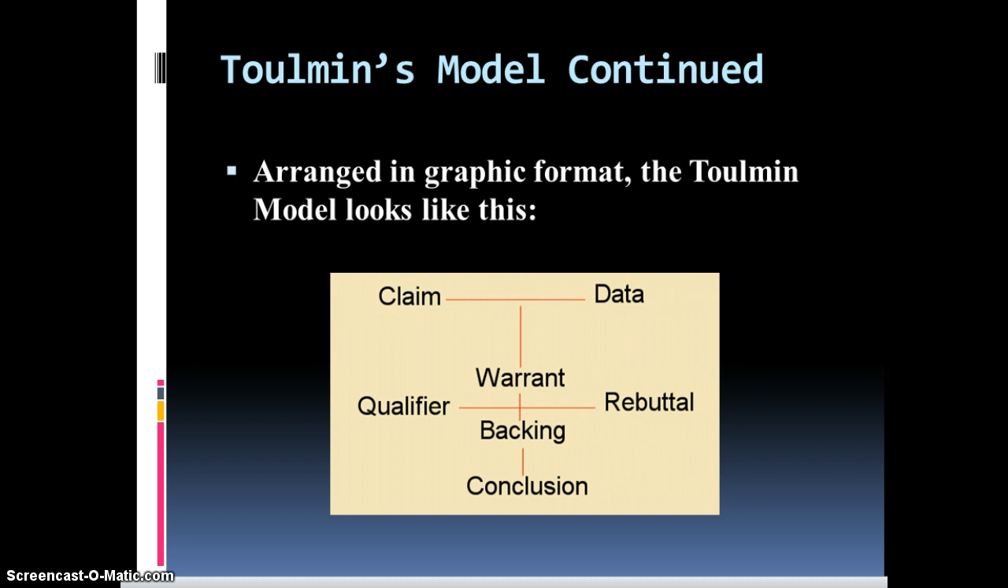Arranged in a graphic format, the Toulmin model looks like this. Again, a claim is made. What you need to do immediately is provide that data. What do you need to do after you make that claim and provide data? Well, you need to synthesize. You need to tell us what that means. What is the purpose? How can I apply this to an overall idea, or a global sense?